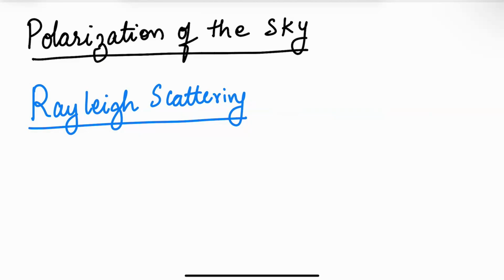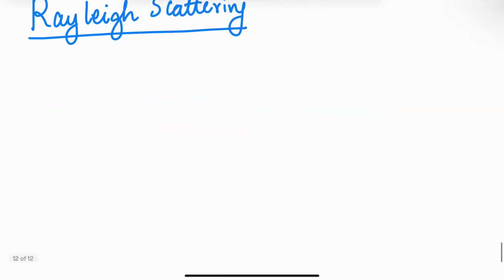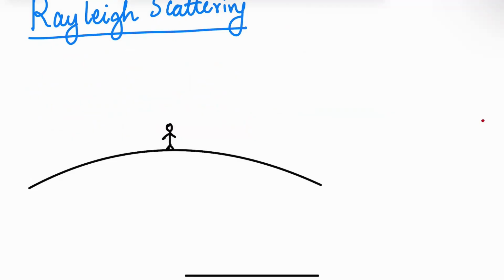So under the small dipole approximation, we can actually see why the sky is polarized. So we'll take two cases. First case is, let's say this is the Earth, and you're standing on the Earth, and the sun is on the horizon, somewhere there. So that's the sun.